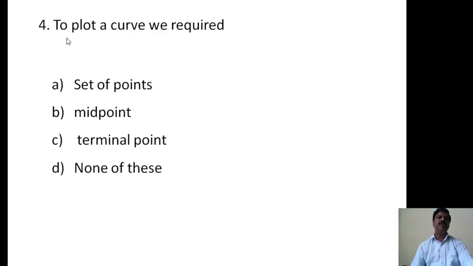Then the fourth question: what is essential to plot a curve? The options are: A, set of points; midpoint; terminal point; and none of these. I will give 10 seconds. Choose the correct option.